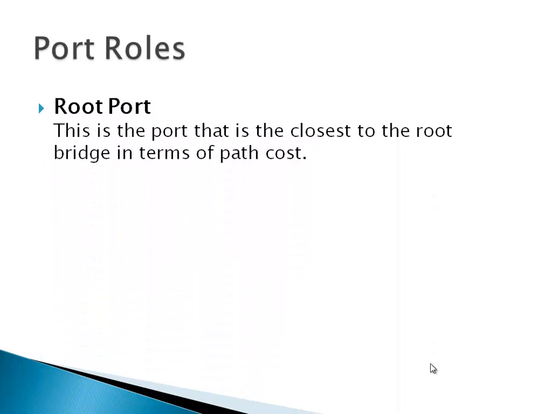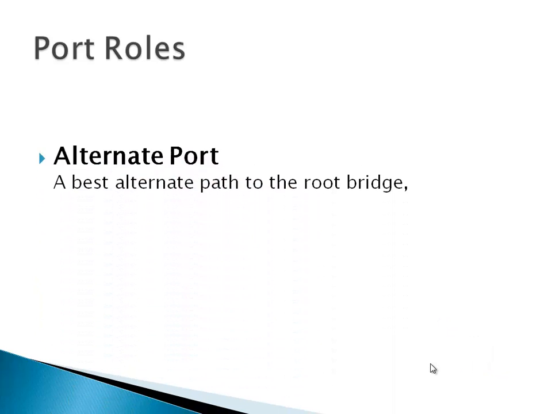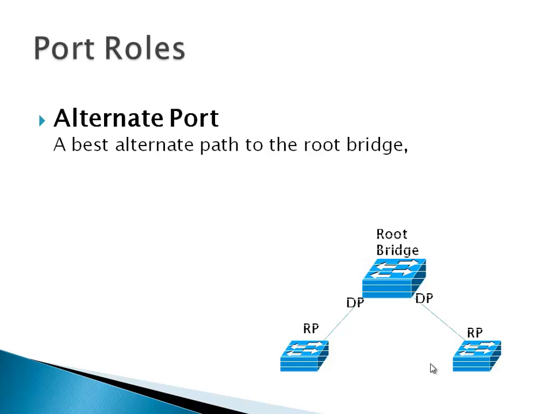Then we have a root port. This is the port that is the closest to the root bridge in terms of path cost. Now these two switches or bridges are non-root bridges. The fastest port they use to connect to the root bridge is considered a root port. Then we have an alternate port, a best alternate path to the root bridge. So the two bridges underneath have another alternate port, which is going to be in blocking mode. It's considered an alternate port because if the designated port on the other switch fails, there's another path towards the root bridge.